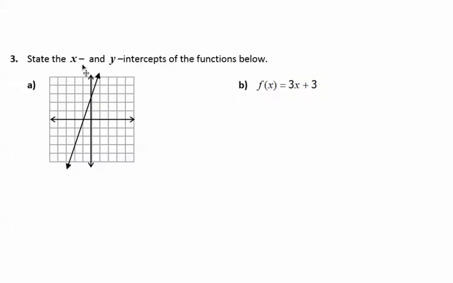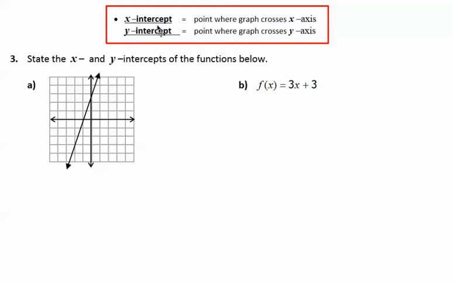They're asking us to state the x and y intercepts of the function below. Your notes remind you that the x-intercept is the point where the graph crosses the x-axis. So on this graph, this is the x-axis. The point where it crosses the x-axis is right here, so the x-intercept would be the value of -1. And then the y-intercept is the point where the graph crosses the y-axis right here. So your y-intercept would be the value of +3.